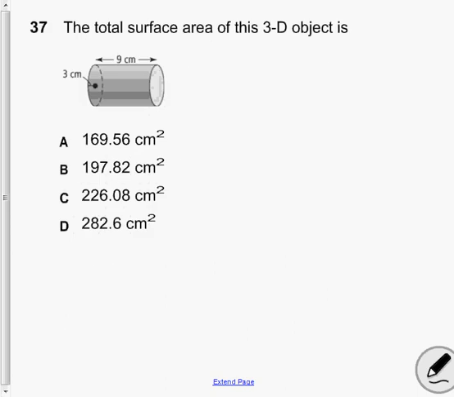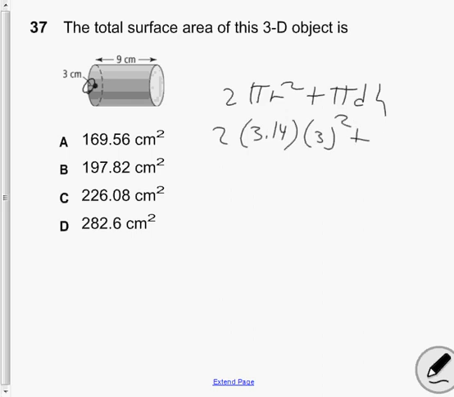37 says the total surface area for this 3D object. Again, we have a cylinder. So 2 pi r squared plus pi dh is your formula. 2 times 3.14 times the radius, which is right here, 3 squared, plus pi. The radius was 3, then the diameter is 6, and the height would be 9. There's the height of the cylinder. Even though it's on its side, that's still considered the height.